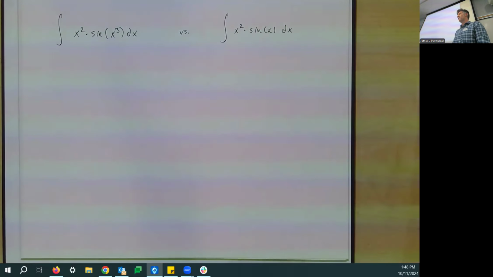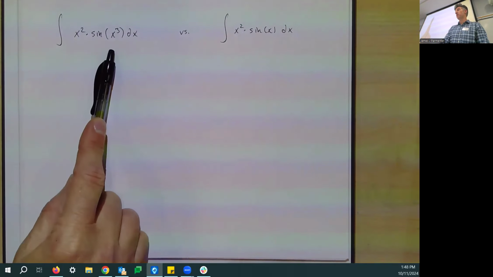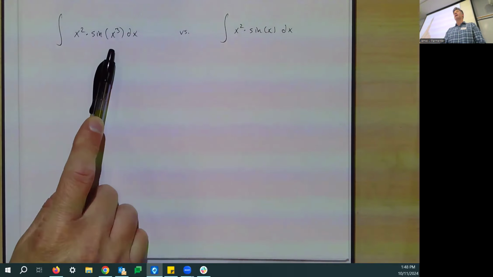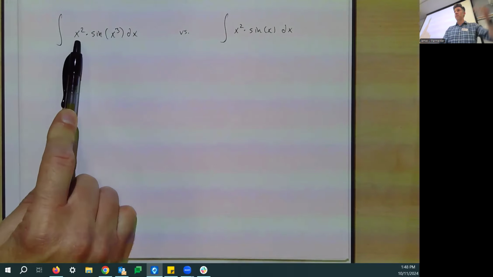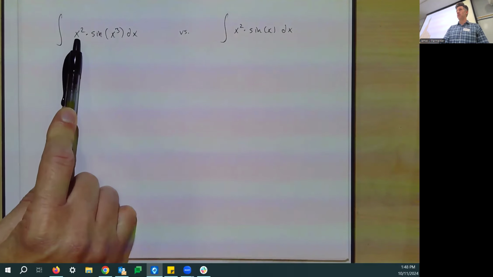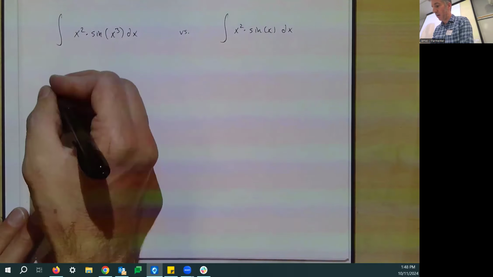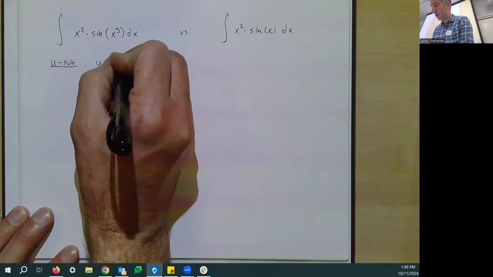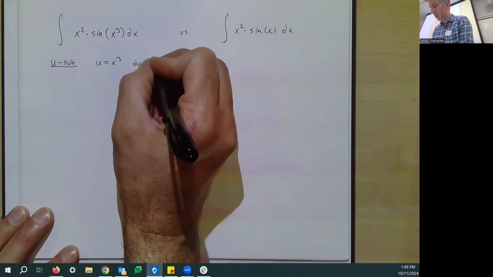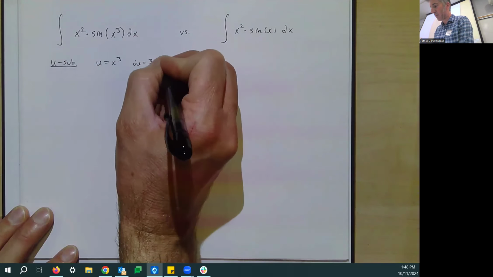In my mind, one of these is obviously a u sub. And it's that one. That one is obviously a u sub because the thing inside the sine function, if you take its derivative, is essentially that thing right there, constant multiples notwithstanding. So we're going to do a u sub here. We're going to pick u equal to x cubed. Our du is going to be 3 times x squared dx.